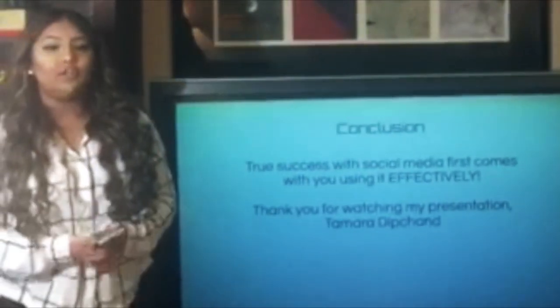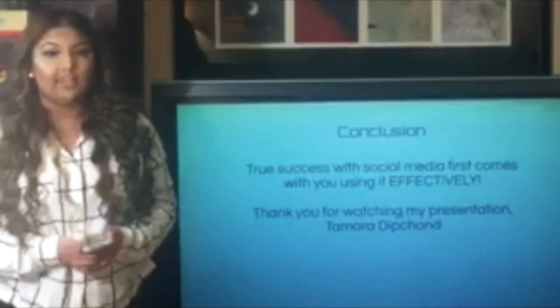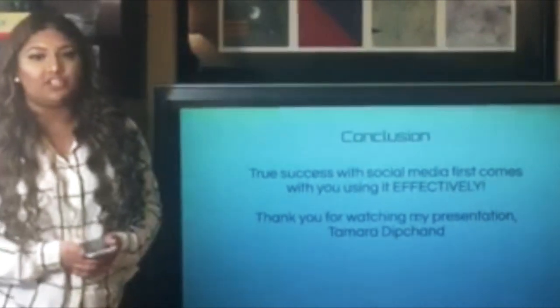In conclusion, when using social media platforms effectively and efficiently, there are many advantages for students.